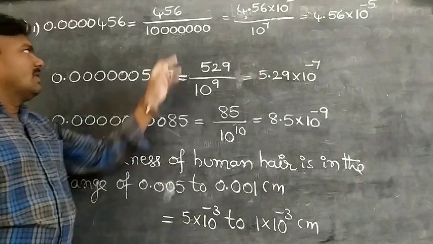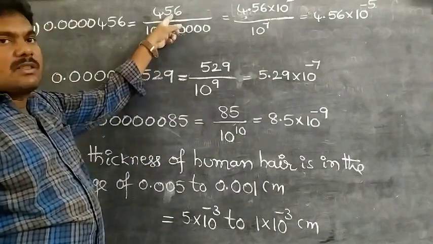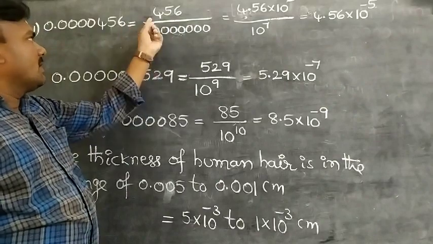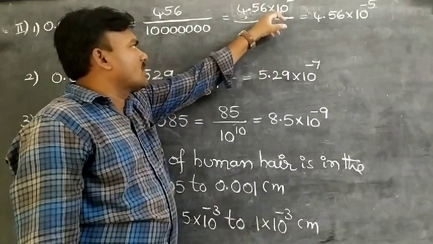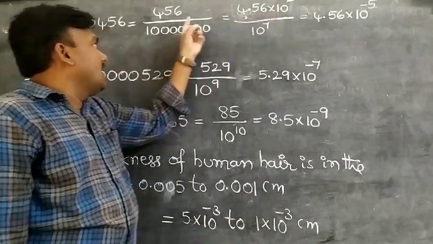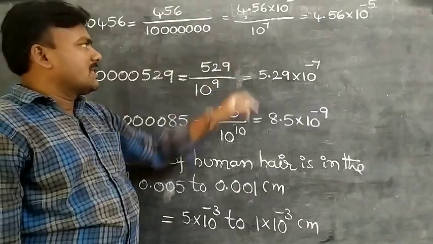Then next one, in the numerator value, 456, 3 digits are there. So put a point after 1 digit, that is 4.56 into 10 square. So the product of this value is equal to 456 by 10 power 7.